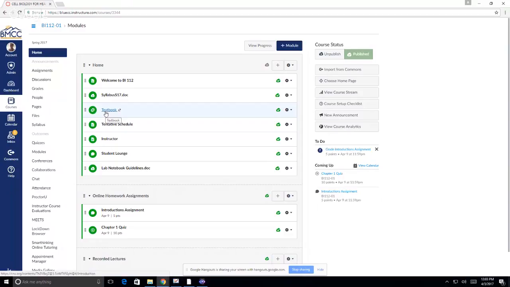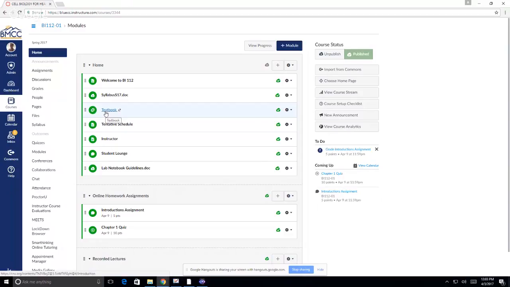If you look here, you'll notice that there is a student lounge. You can go in here and post, is anybody interested in starting up a study group? You might be able to get together. You might say that you don't understand a particular question, and you can post it on there as well.